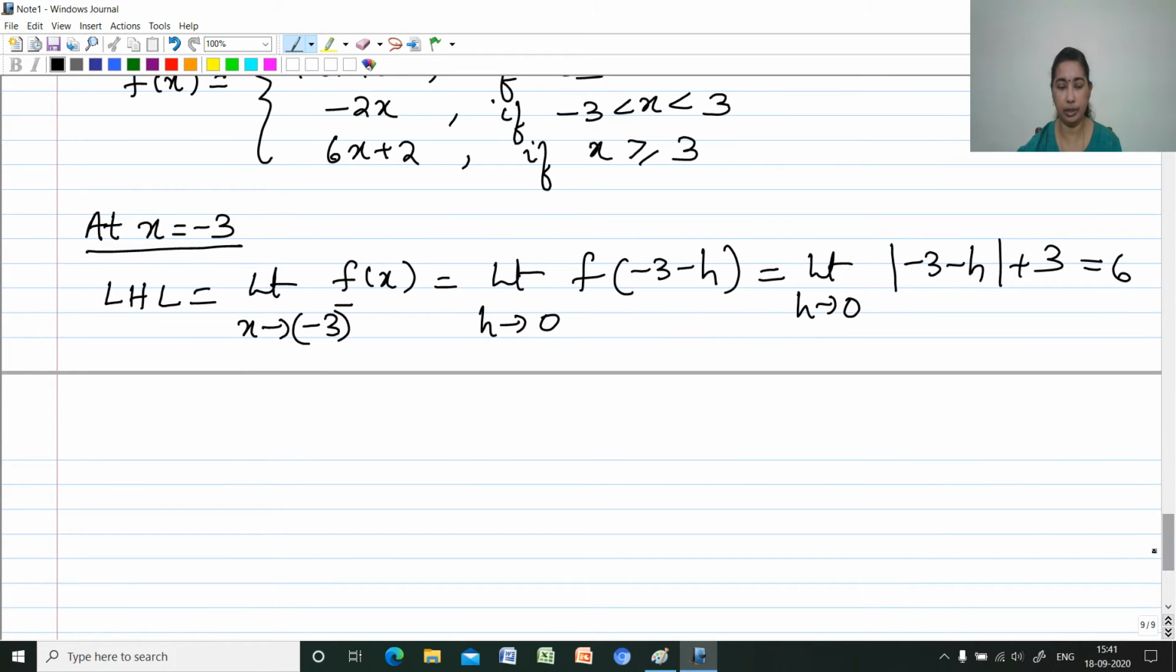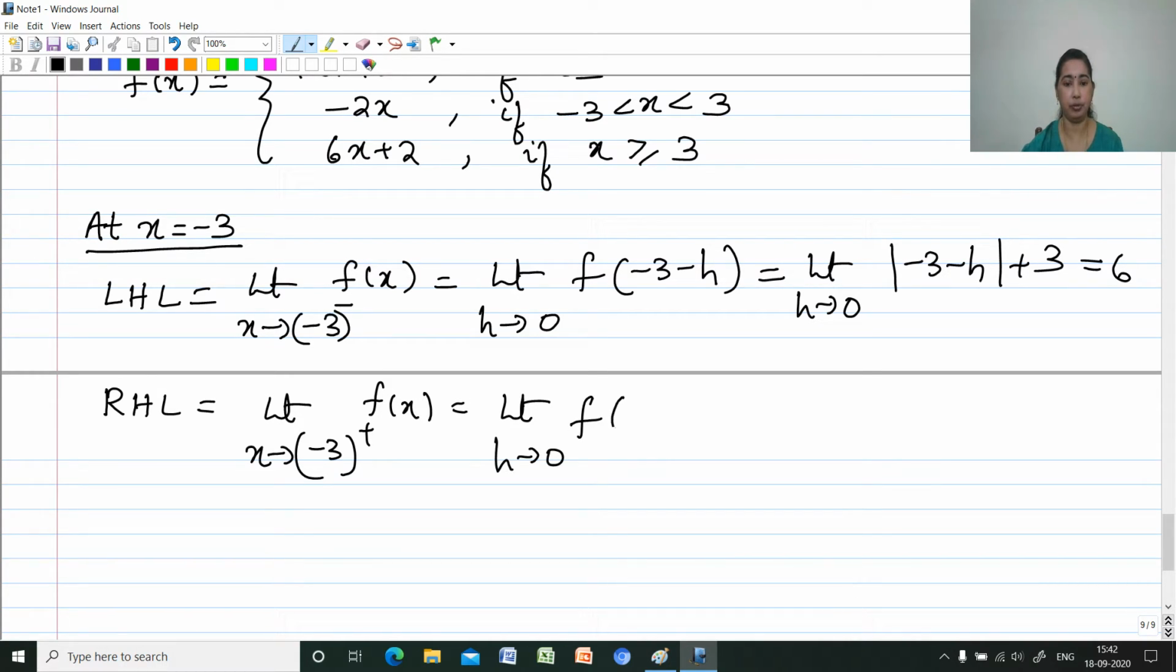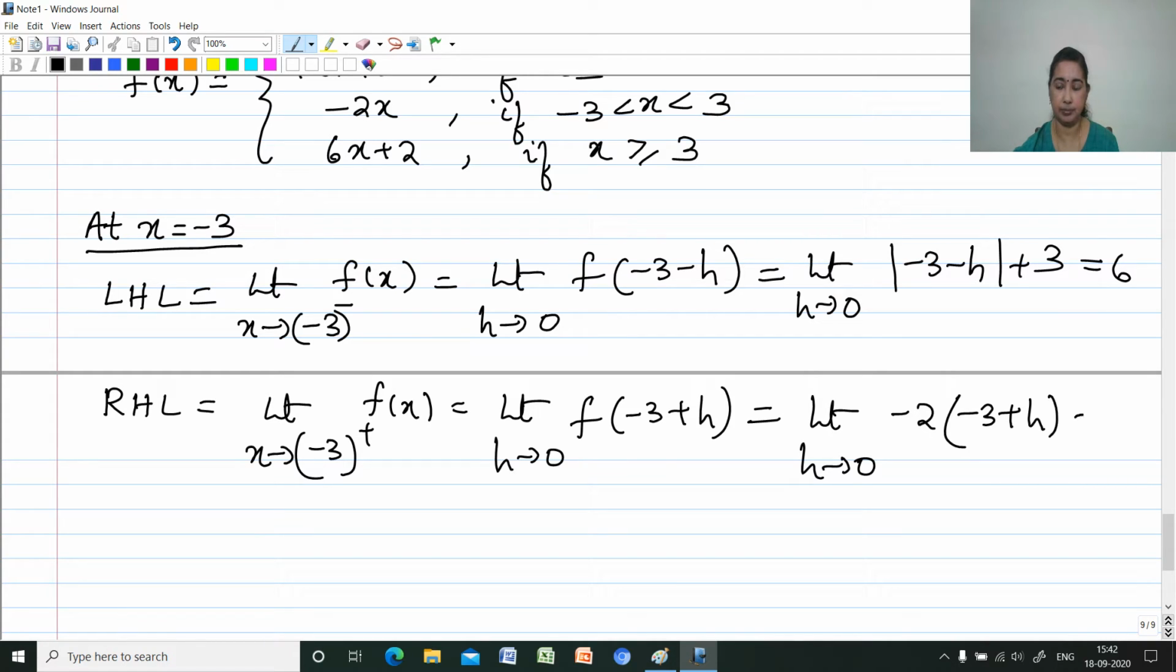Then moving on to right hand limit, RHL. Limit x tends to minus 3 plus f of x. That is equal to limit h tends to 0 f of minus 3 plus h. And greater than minus 3 means the value you have to take is minus 2x. So limit h tends to 0 minus 2 into minus 3 plus h. And h is tending to 0, so again you are getting 6. So we got LHL equal to RHL, and also we have to find what is f of minus 3.